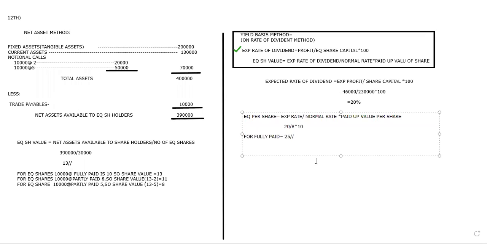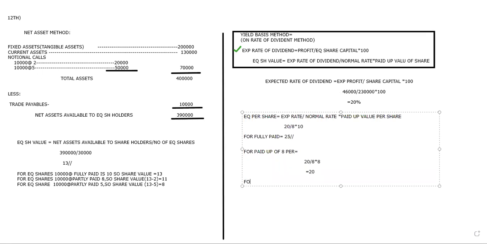second one, for paid up of 80 per share, that I am doing now. So the expected rate will be the same, 20%. 20 divided by 8, into paid up, which is 8 rupees, so into 8 rupees. Please tell me how much. 20 rupees, right?